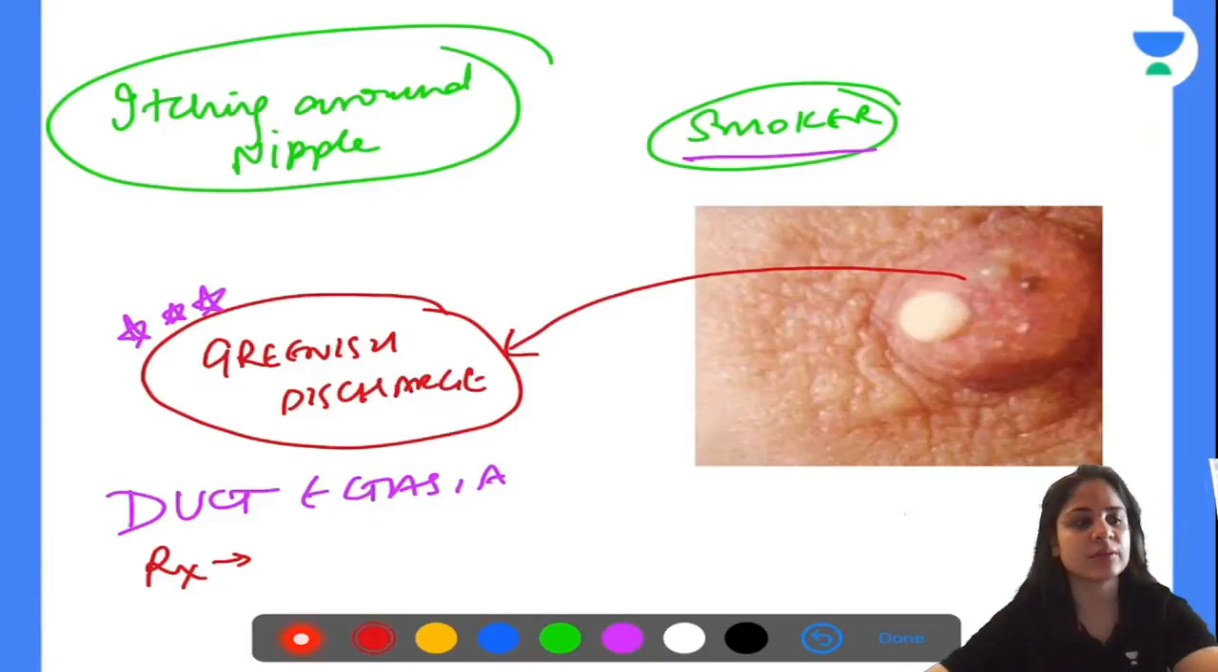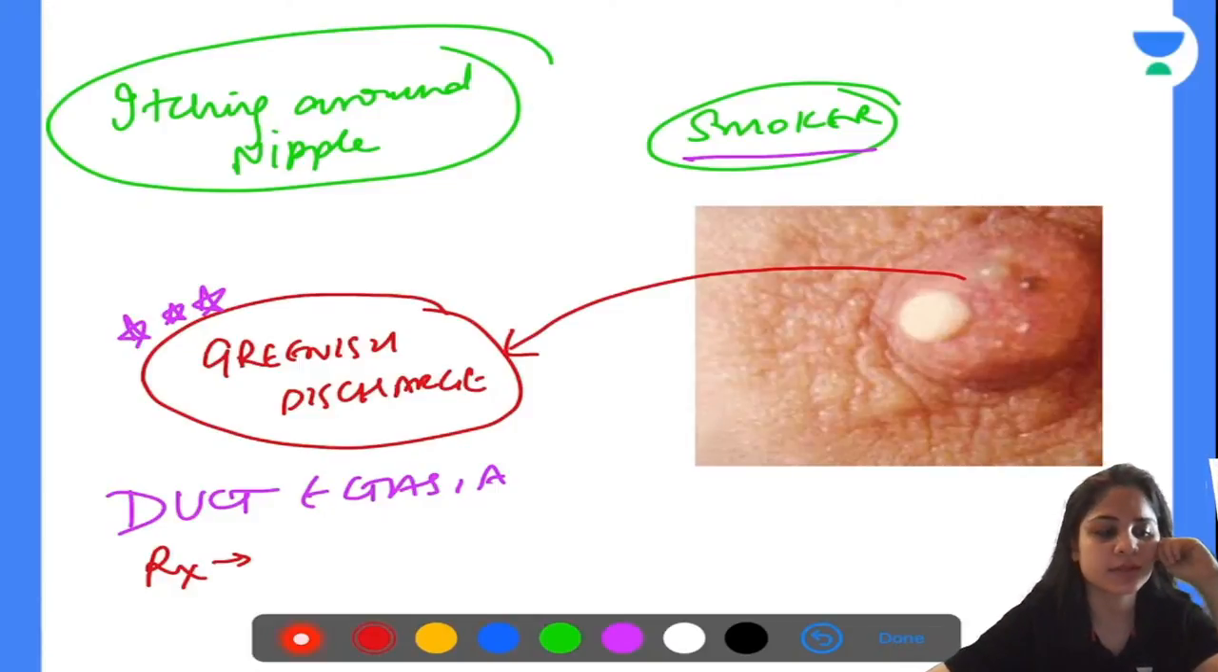Anything you will do? Will you remove the duct? If you remove the duct, what is it called? If you remove only the involved duct... Pule, we have just finished breast abscess and mastitis. Now we are doing ductal tissue. Okay? Yes, very good.